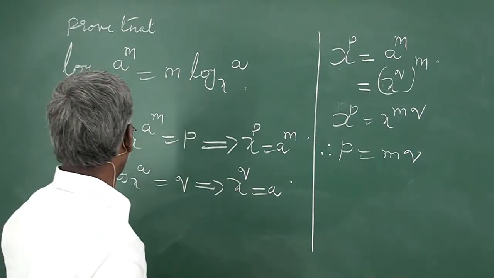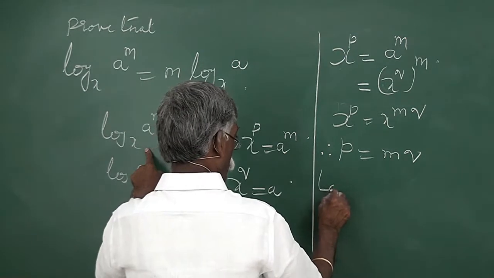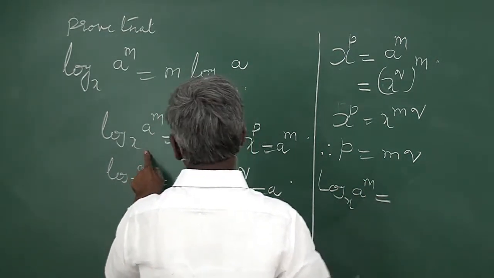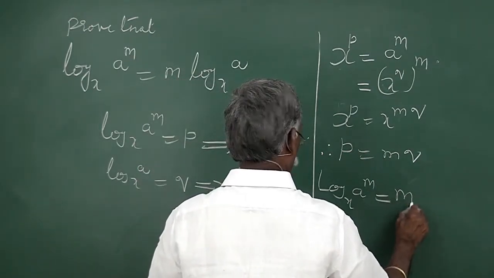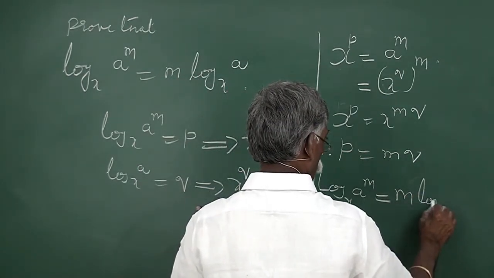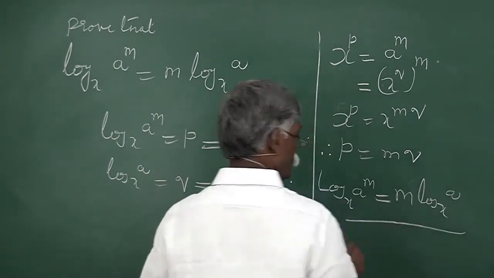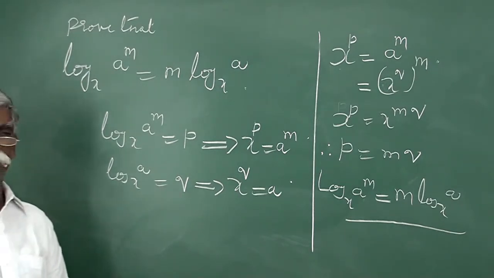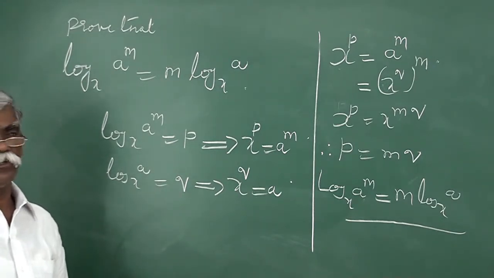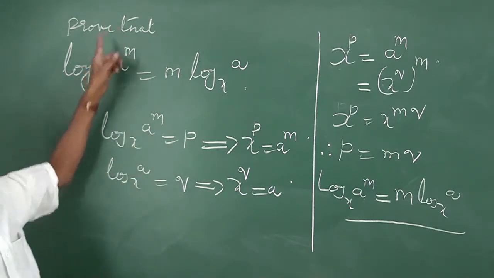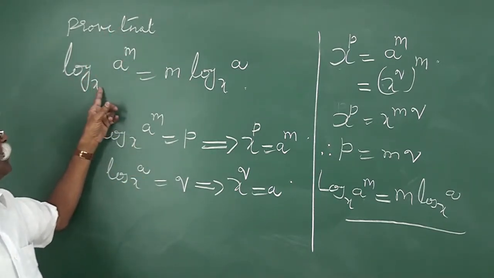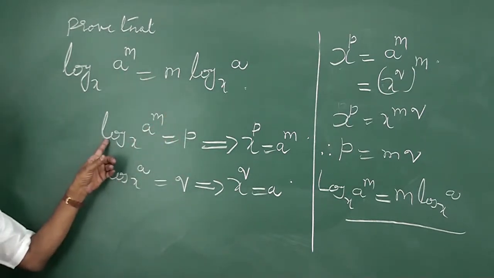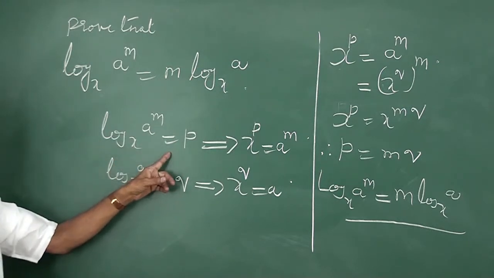Now the value of p is nothing but logarithm of a power m to the base x, which is equal to m into q, where q is log a to the base x. Therefore, finally we arrived at the result: log a power m to the base x is equal to m log a to the base x. So we have proved that logarithm of a power m to the base x is equal to m into log a base x. Now logarithm of a power m to the base x we have taken as p.